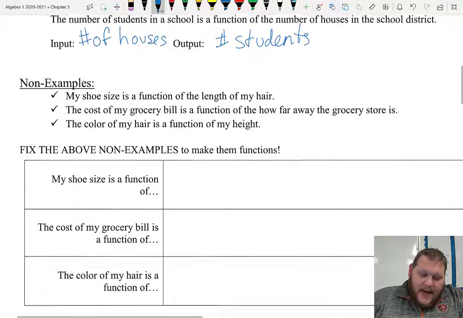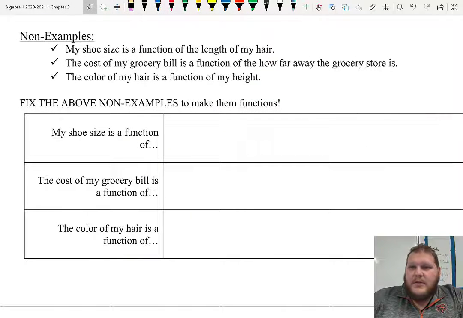Next down here are some counterexamples, some non-examples of functions. The following things are not related to each other. The size of your shoe is a function of the length of your hair. That's not true, right? Hair has nothing to do with the length of your shoe. If you grow your hair longer, your foot's not going to grow bigger. You don't need to wear bigger shoes. Those two things are not related to each other.